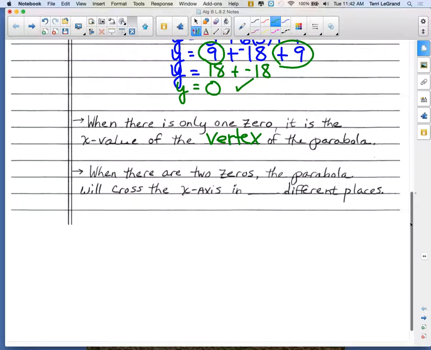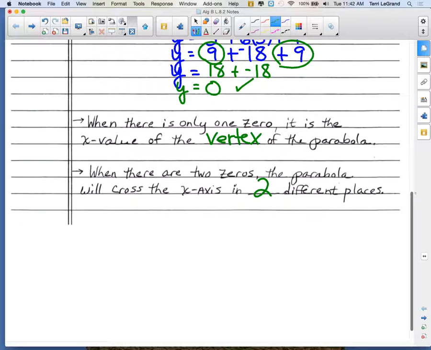Okay? When there are 2 zeros, what can we count on? The parabola will cross the x-axis in 2 different places. Even though I don't have it written on here, let's make it: when there are no zeros, what happens again? We already have it up there. It does not touch the x-axis, or it never touches the x-axis or crosses it, right?